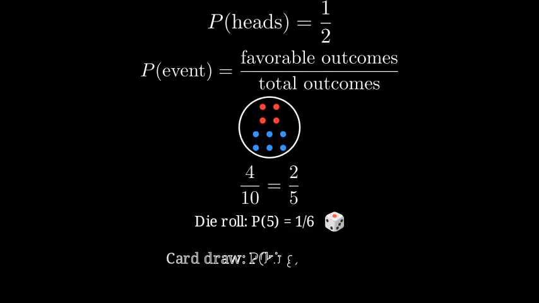Let's level up with SAT-style problems. Example 2. A fair 6-sided die is rolled. What is the probability of rolling a 5? Favorable is 1, total is 6, so the probability is 1 over 6.